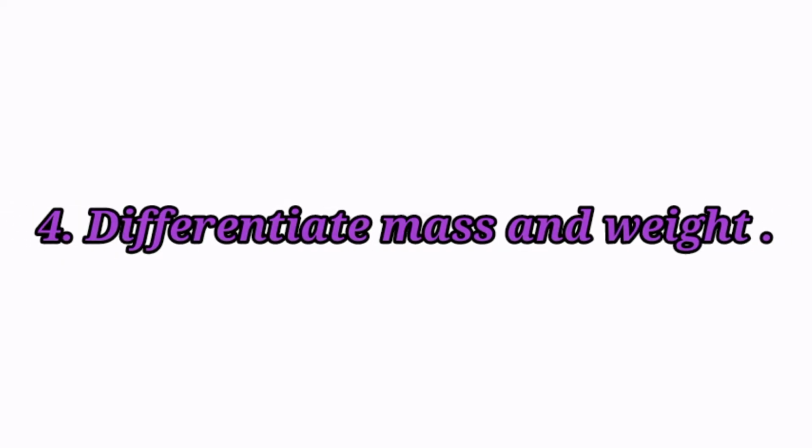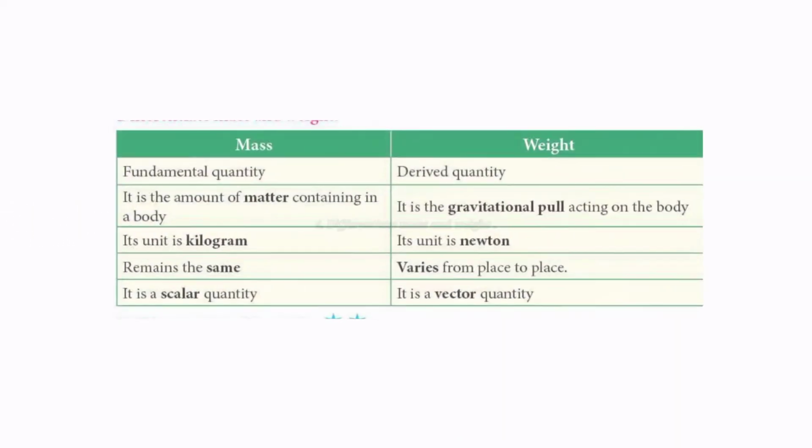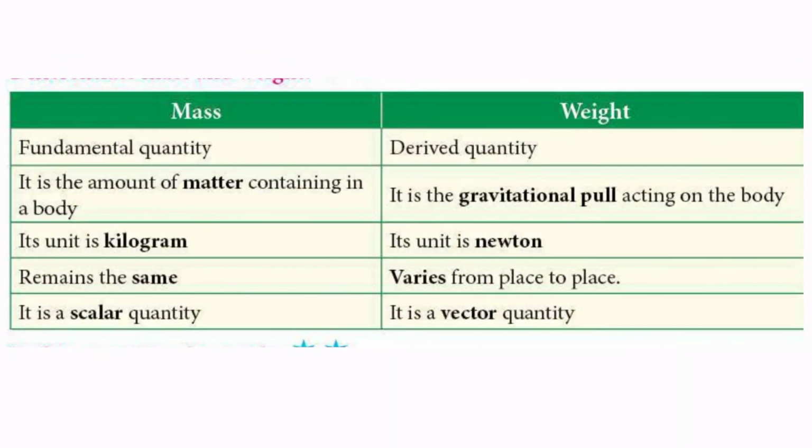Differentiate mass and weight. Mass is a fundamental quantity. Weight is a derived quantity. Mass is the amount of matter contained in a body. Weight is the gravitational pull acting on the body. Mass, its unit is kilogram. Weight, its unit is Newton. Mass remains the same. Weight varies from place to place. Mass is a scalar quantity. Weight is a vector quantity.